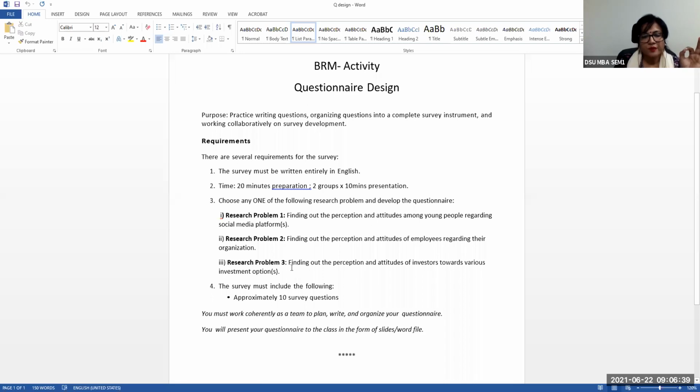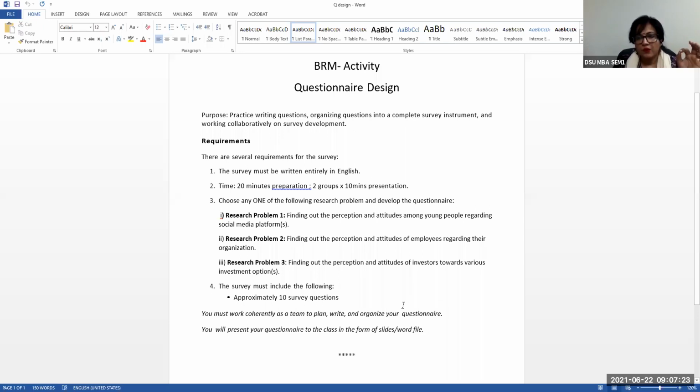The second research problem that is available to choose is to find out about the perception and attitudes of employees regarding their organization. Okay, so research problem 2, if any group is choosing, they have to develop a questionnaire about finding out the perception and attitudes of people regarding their organization. Research problem 3, the third topic, which you can also choose, is finding out the perception and attitude of investors towards various investment options. So the third topic of choice, which is available, is to develop a questionnaire on finding out the perception and attitudes of investors towards various investment options.